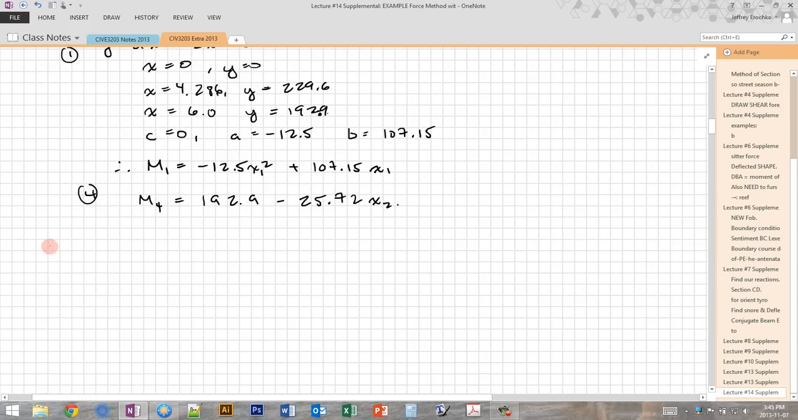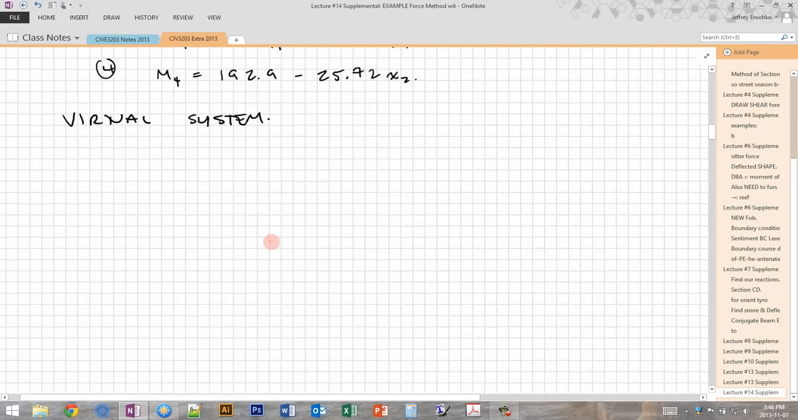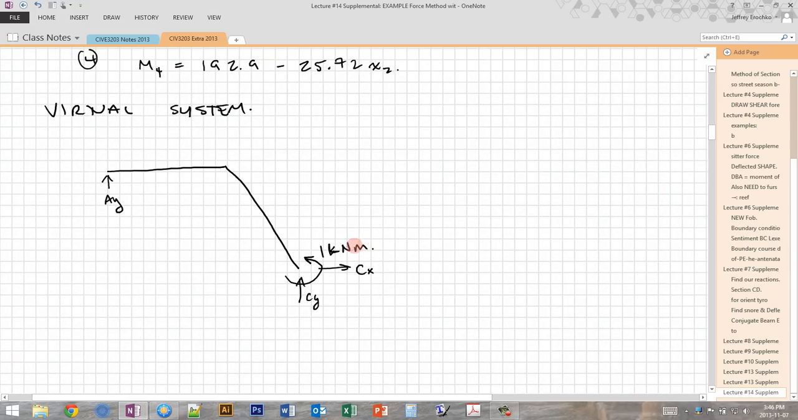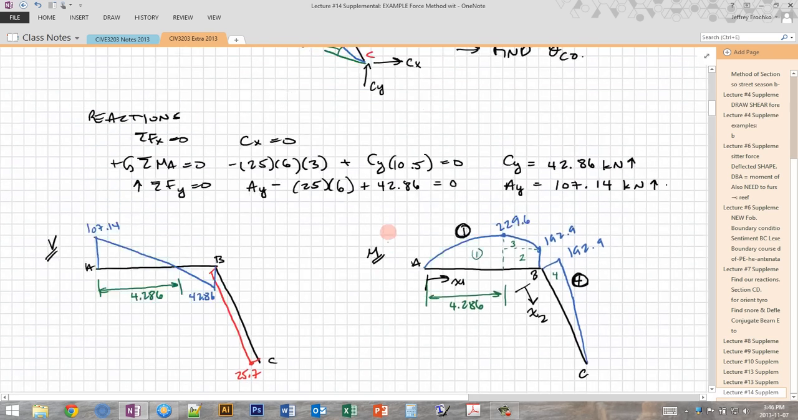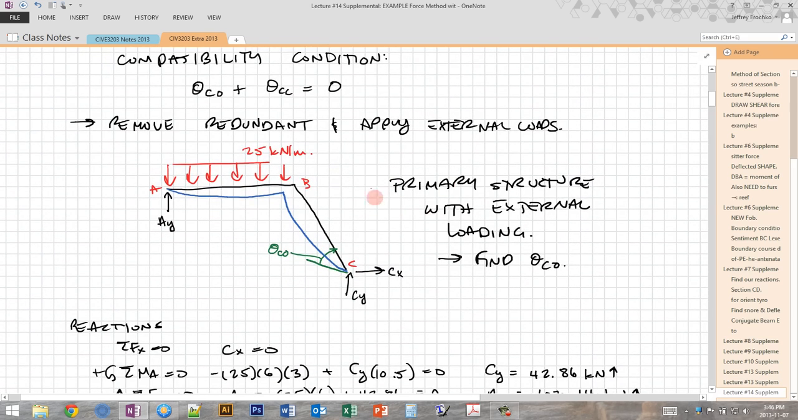But first, we need to find the virtual system. And this is what our virtual system looks like. So we start with our primary system again, which is our frame with the 3 unknown reactions, vertical AY, vertical CY, and horizontal CX. And then we're going to apply a unit moment at the location where we want to find the rotation. So you recall, this is our system for the external load. Okay, so we have our external load system, and then we're trying to find this rotation.